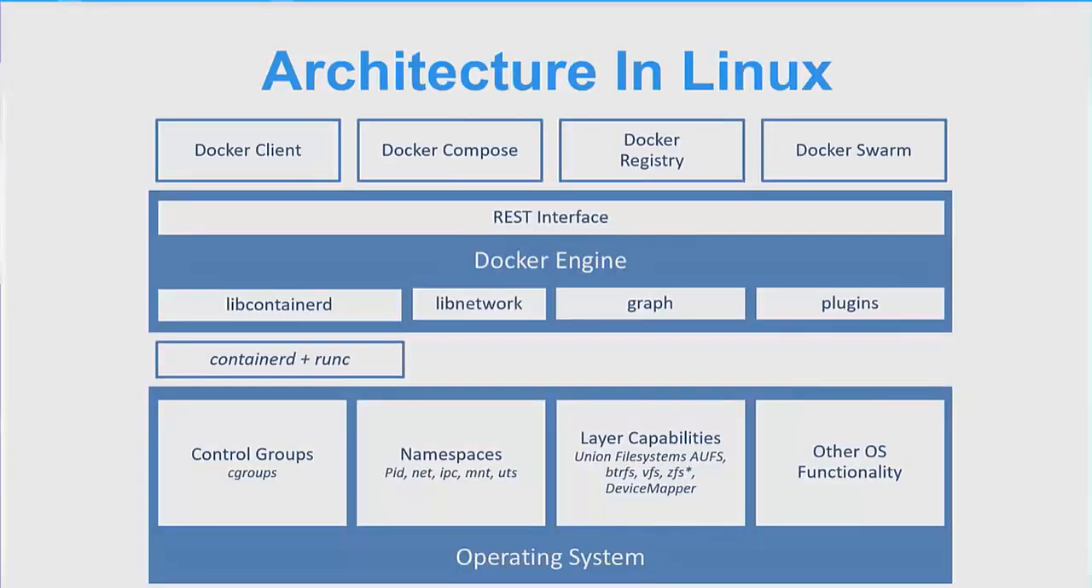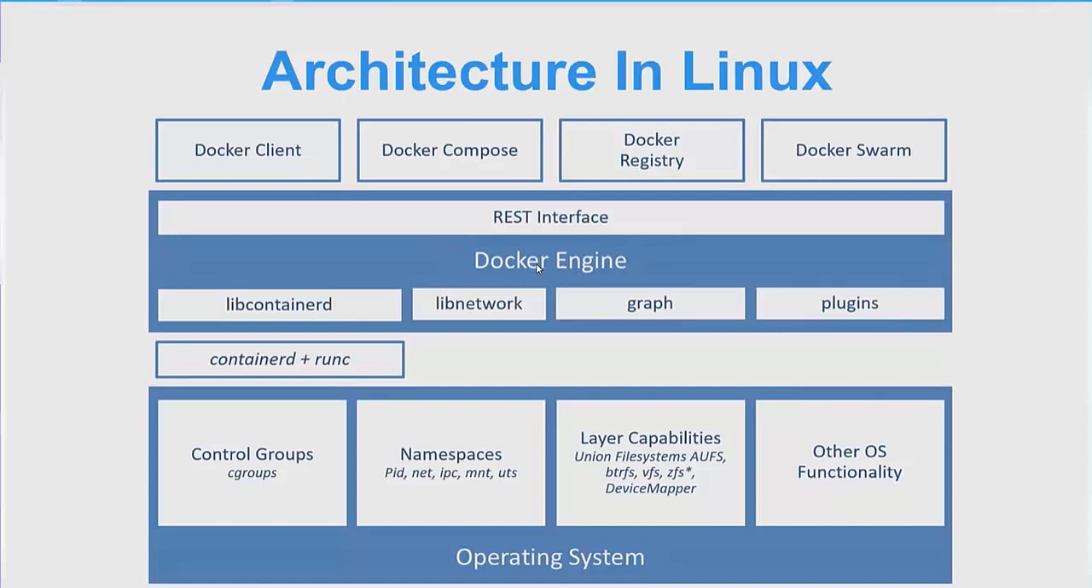Okay, so what actually happened? If you look at the history, Docker came from the Linux world. So let's see what the architecture in Linux is right now. As you can see, there's the top layer: the Docker client, the Docker compose file, the Docker registry, and Docker swarm, which is the orchestration part of Docker. All these are applications on top of, or which interface with, the Docker engine, which is the core.